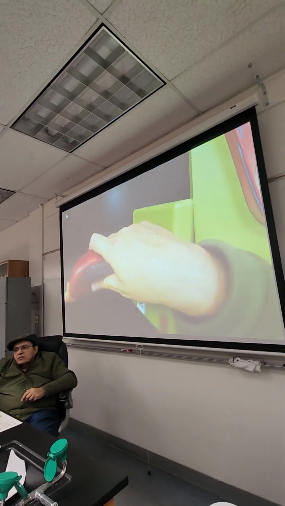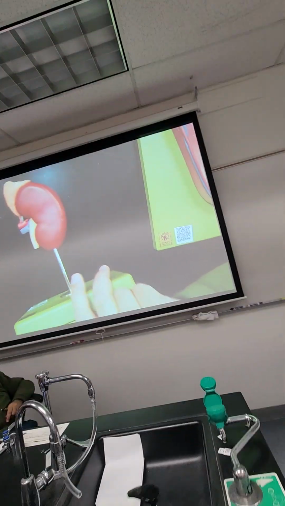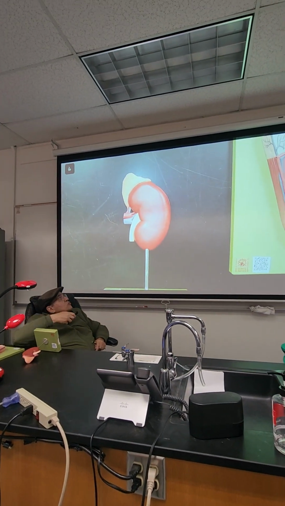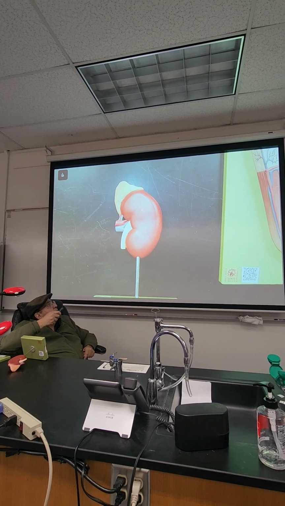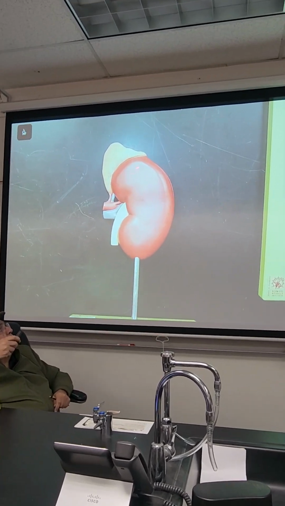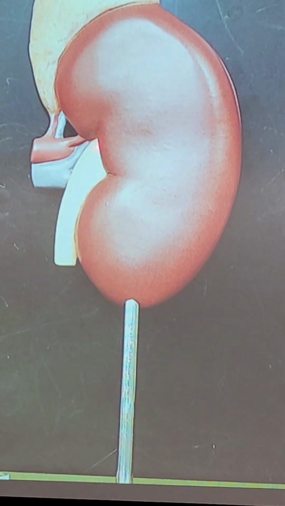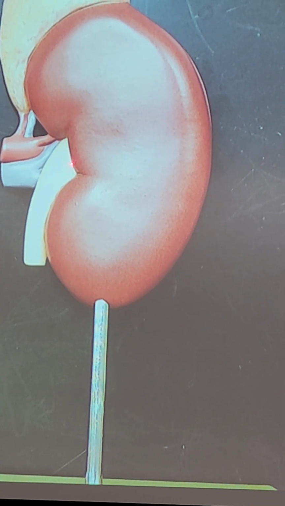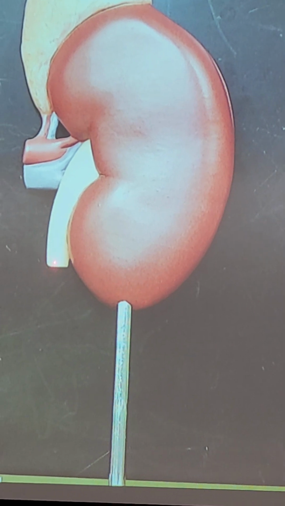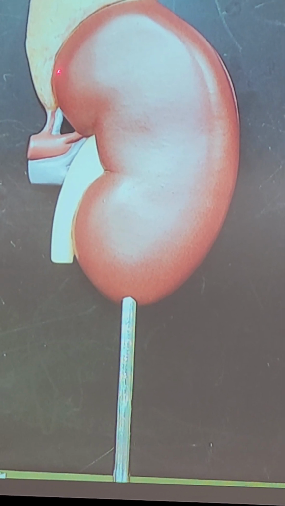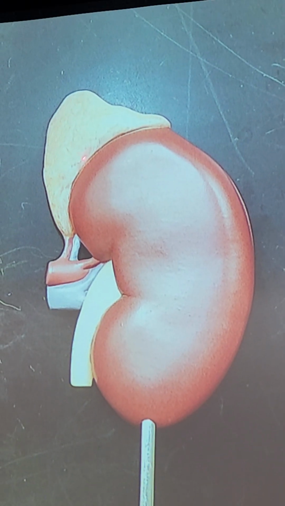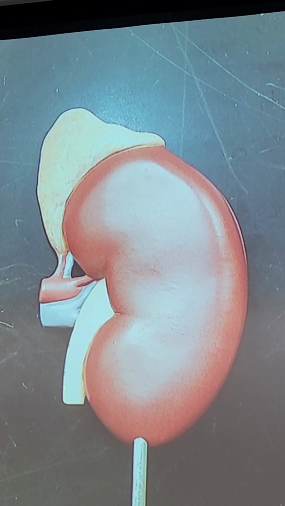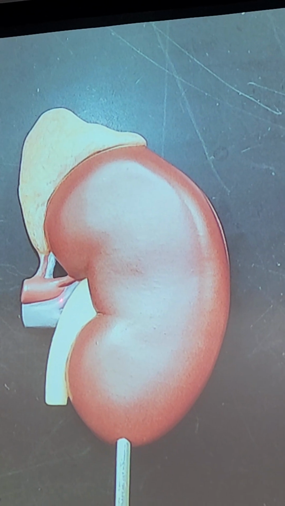This model is showing the kidney. This is the right kidney. That's the medial border, concave. That's the lateral border, convex. That is the renal pelvis and the ureter, most posterior. That's why this is right. This is called the adrenal gland, the gland above the kidney. It's called the adrenal or suprarenal, same thing. And this is the renal vein.